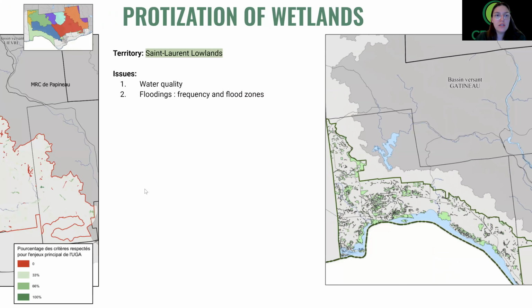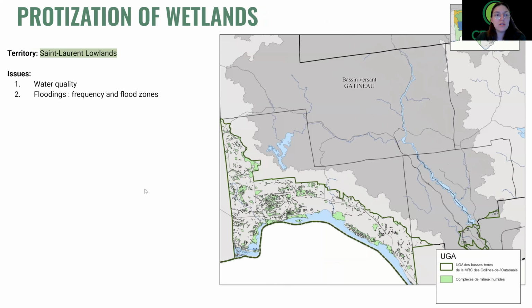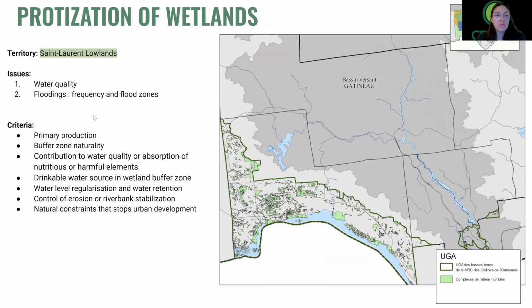Now, if we look to the UG of the Saint Laurent lowlands, there's two issues. There's the water quality and the flooding, which are the frequency and the flood zones. So there's more criteria for that, since there's two issues.